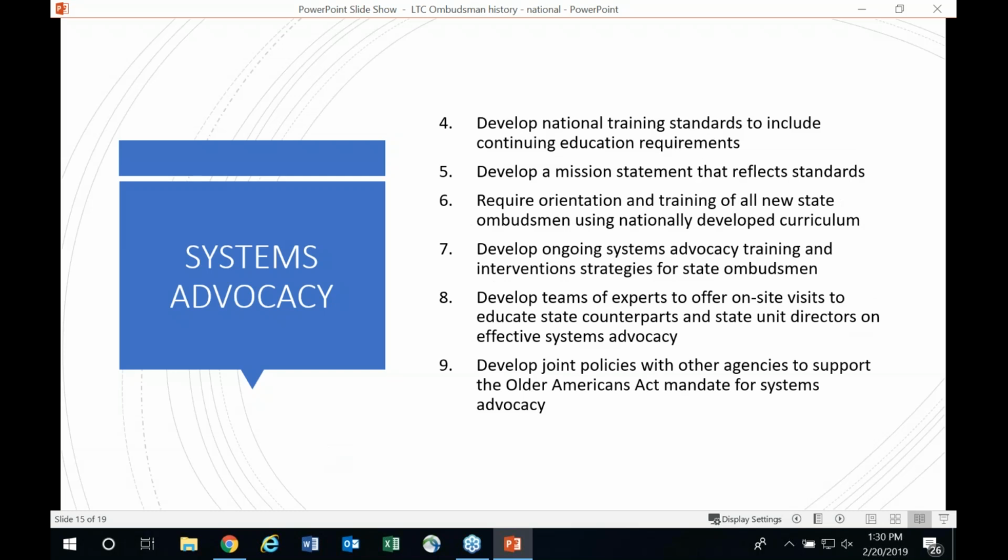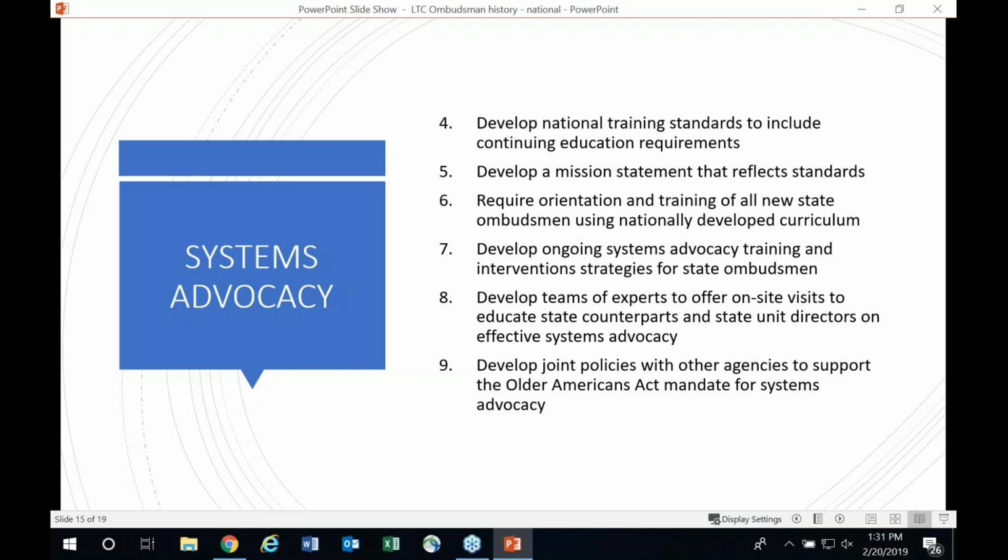So they recommended that training standards be developed that would include continuing education requirements, and that a mission statement would be developed that would reflect those standards, that an orientation and training of all new state ombudsmen would be developed, and that a national curriculum would be established and accessible to all states. So they also recommended development of ongoing systems advocacy training and intervention strategies for state ombudsmen.